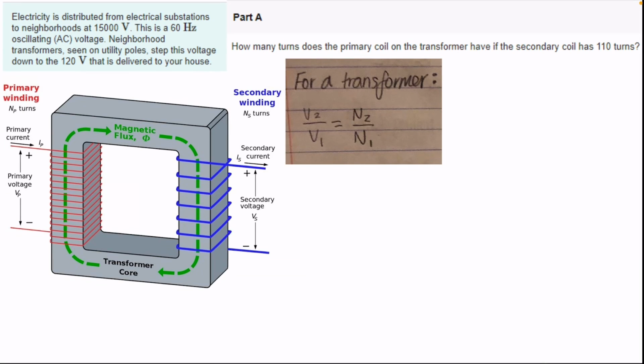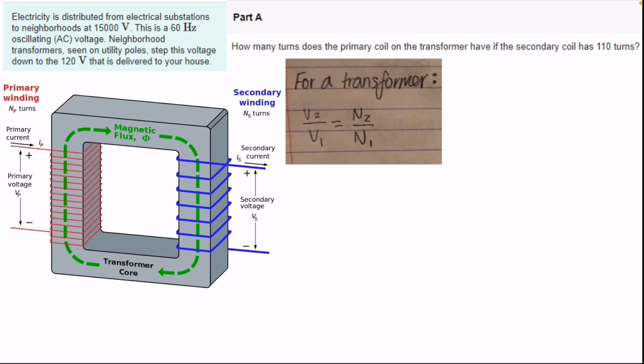So this problem is asking us about a transformer. It gives us that the transformer starts at a substation at 15,000 volts, and once it gets to the neighborhood transformer, the voltage is stepped down to 120 volts. And so the thing we're dealing with here is a transformer.